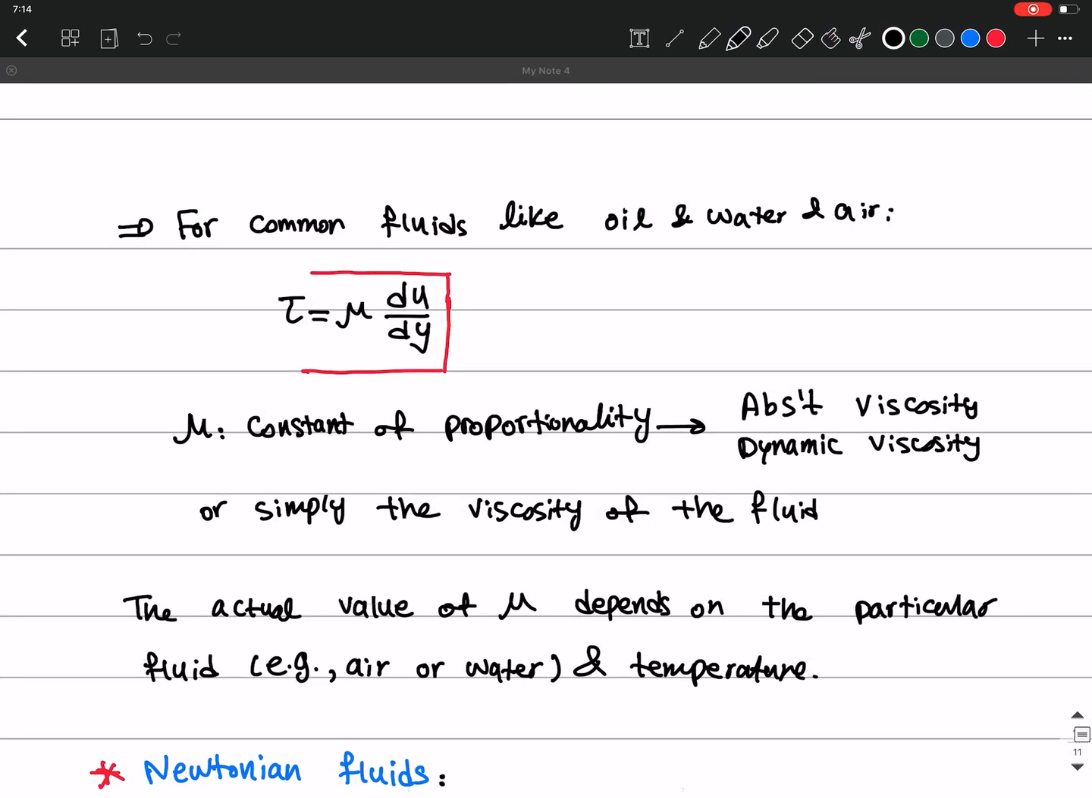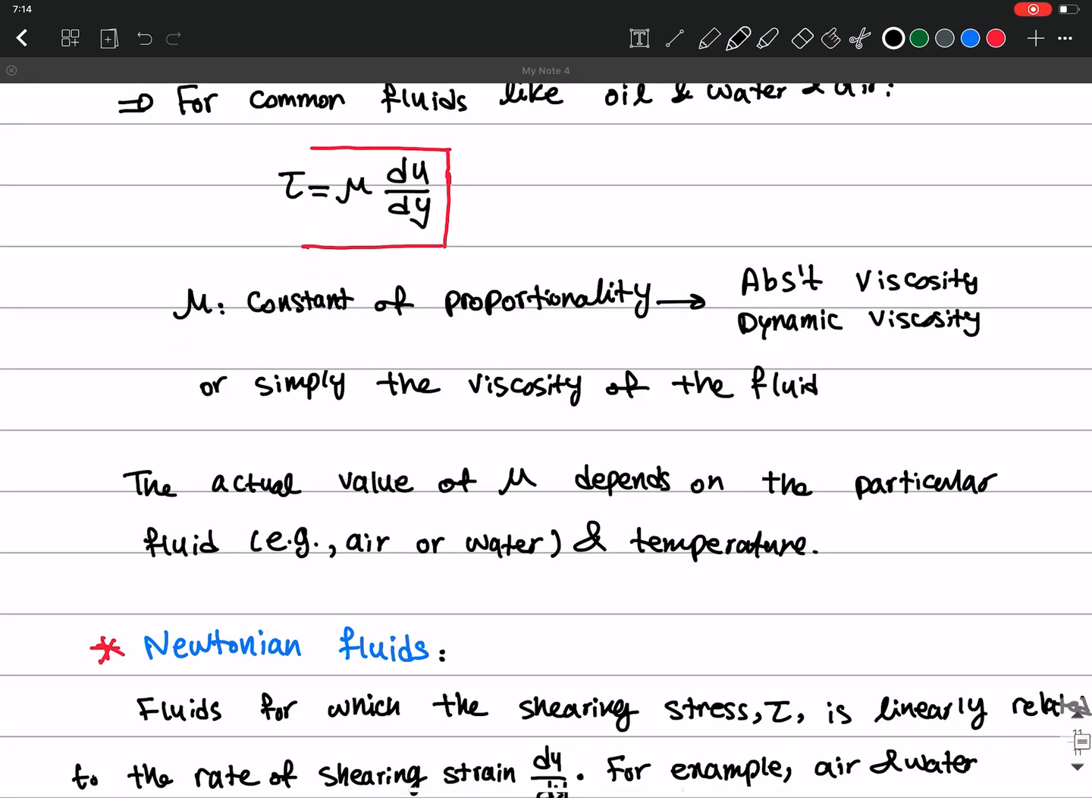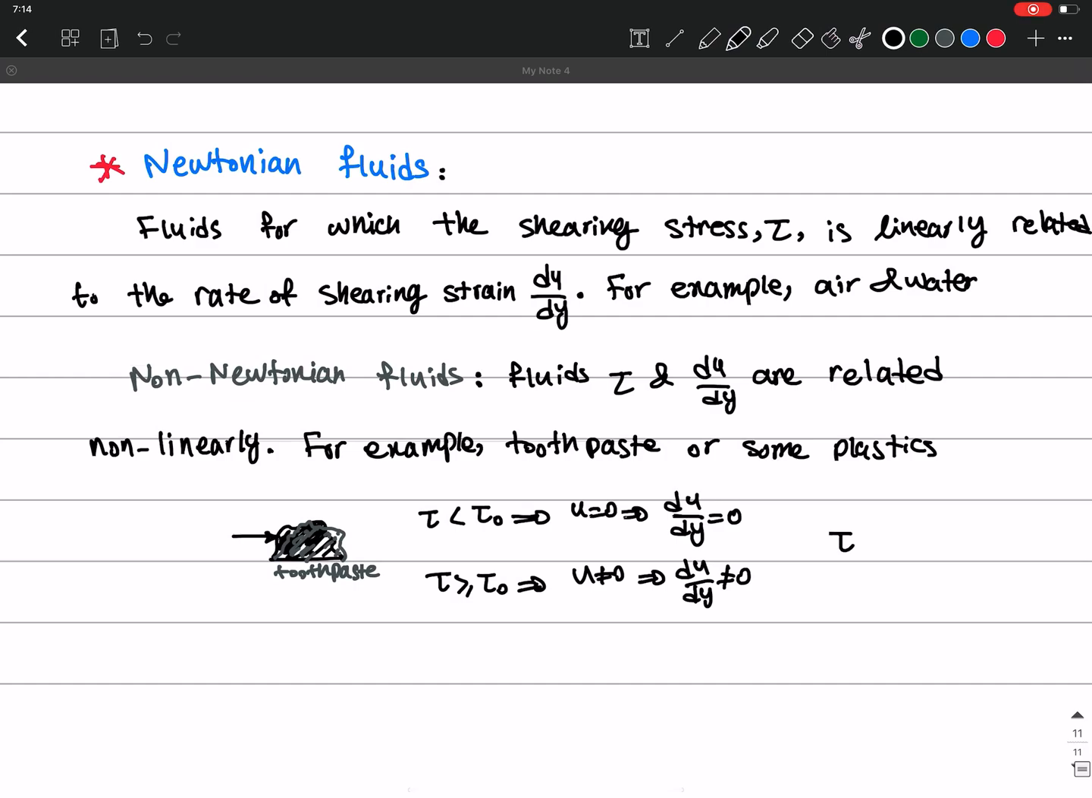So this relationship is not linear, right? The relation between tau and du over dy. Because if it was linear... it cannot be linear. Why? The reason is very clear. Because for tau 0, which is not 0, du over dy is 0. Correct? And so, this is not a Newtonian fluid. You cannot write that relation between tau and du over dy.